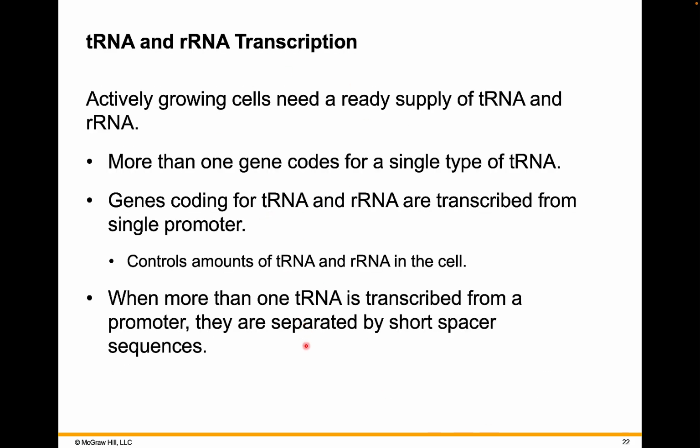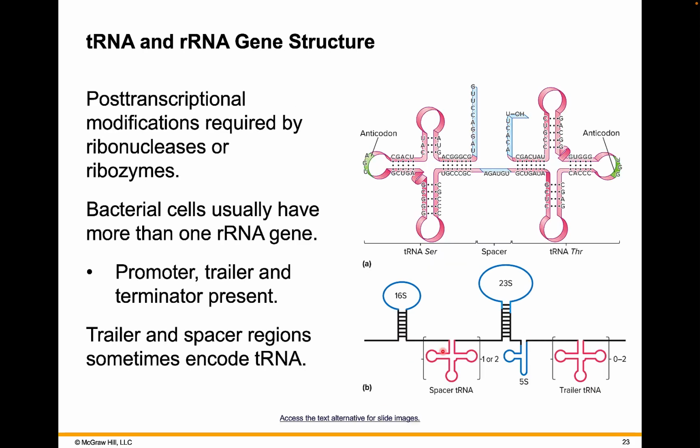On the other hand, the actively growing cells also need a ready supply of transfer RNAs, which are basically the vehicles that carry all the different amino acids. There are 20 of them, to the site of protein synthesis, which is the ribosome. And the ribosomal RNAs are basically the structural components of the ribosome. More than one gene codes for a single type of tRNA, and these genes coding tRNA are transcribed from a single promoter. This controls the amount of tRNA and ribosomal RNA in the cell, so the molar concentration is controlled by this process. When more than one tRNA is transcribed from a promoter, they are separated by short spacer sequences as well, which we are going to see right here.